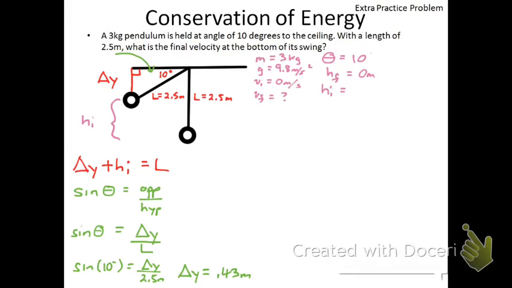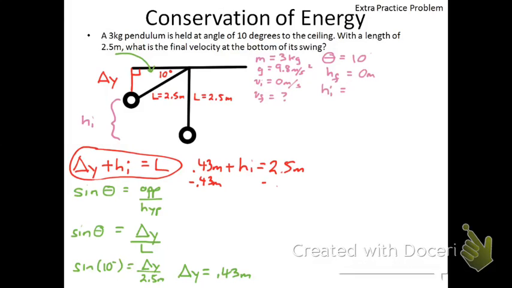Okay, and once we figure that part out, we can go back to our statement that we made earlier, right here, and we have delta y. It's 0.43. So we can use the statement that we made: 0.43 meters plus the unknown initial height equals the length of the pendulum. And all you have to do here is subtract 0.43 on both sides to solve for initial height. Right, and then by doing this, we'll find out the initial height is 2.07 meters.